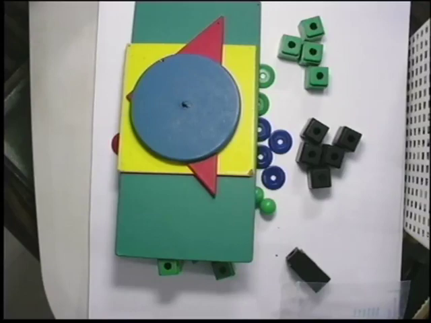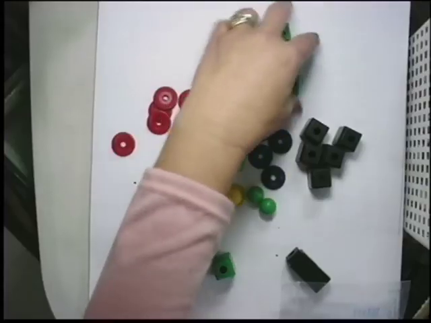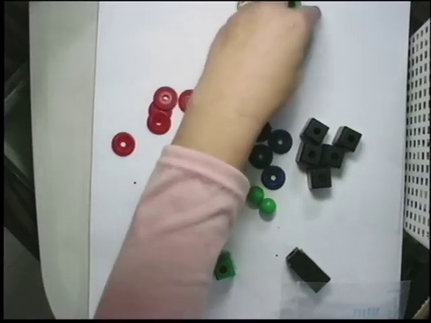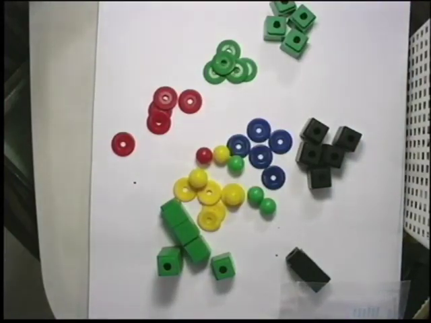Right. What is visual discrimination? Visual discrimination is the ability to see the differences and the similarities between objects. Meaning, I need to see that both of these objects are green in color, but I also have to see the differences. The similarities: they are green. And the differences between objects. This is what we mean by visual discrimination: the ability to see the differences and or similarities between objects around us, enabling us to understand and interpret the world around us better.